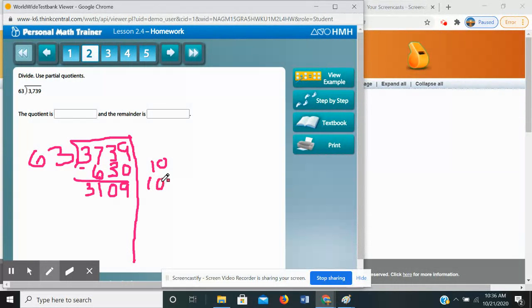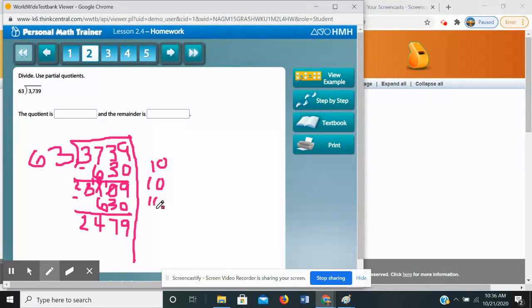Multiply by 10 again. Brings me to again 630. Subtract. 9, 0 minus 3 I can't do, so that's going to become a 10. I had to borrow it from over here, so that becomes a 10. And I had to borrow it from the thousands place. 10 minus 3 is 7. 10 minus 6 is 4. 2 minus nothing is 2.